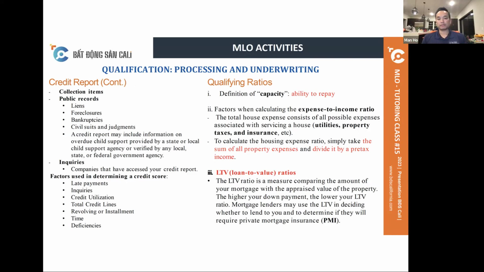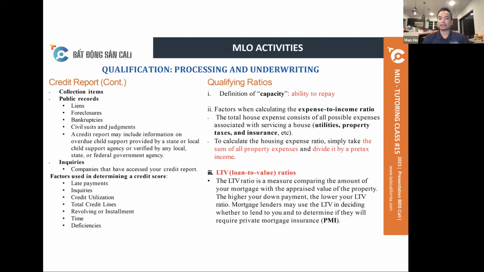Revolving or installment. We talked about this. Is it a credit card or is it a personal loan or loans? Time. The longer the credit line, the better. Deficiency. Any error in your credit report, you need to work with the credit bureau or the creditor to clear it. Okay. Next thing is the qualifying ratio, which is defined as the ability to repay, or the capacity of how you're going to be able to repay.